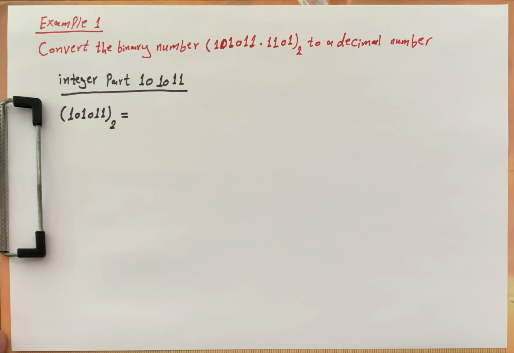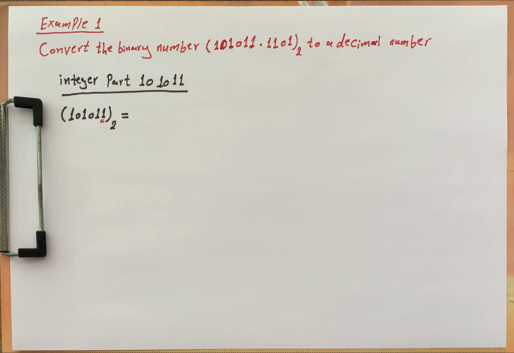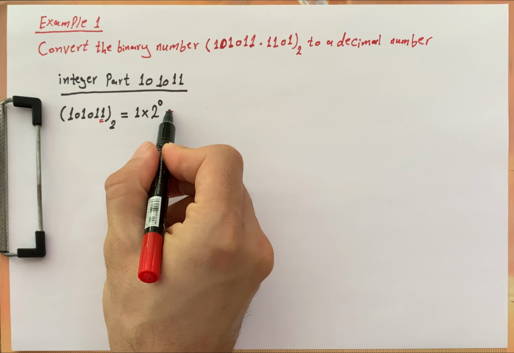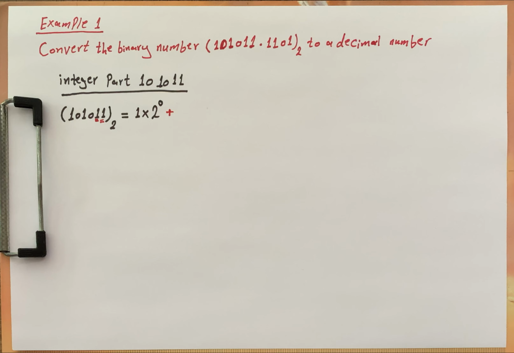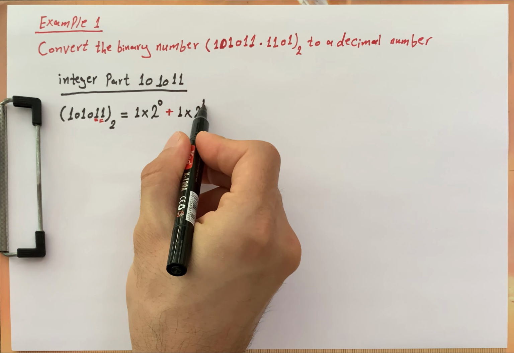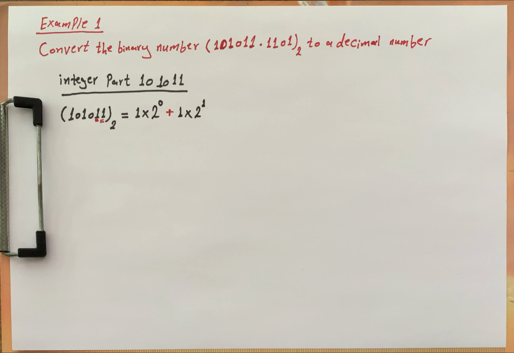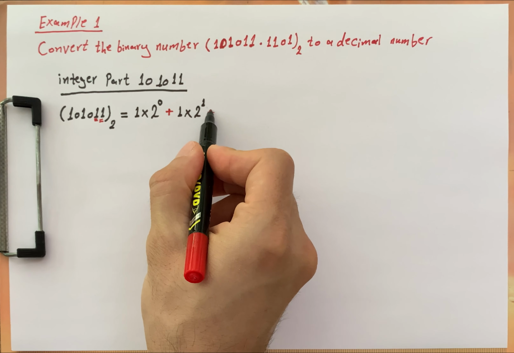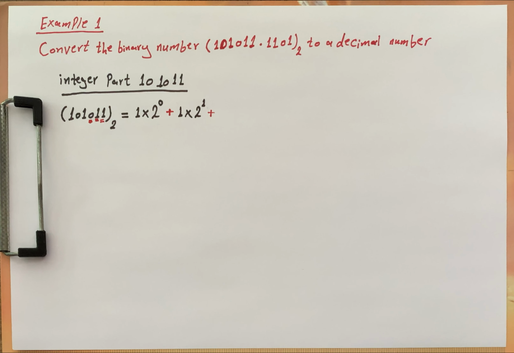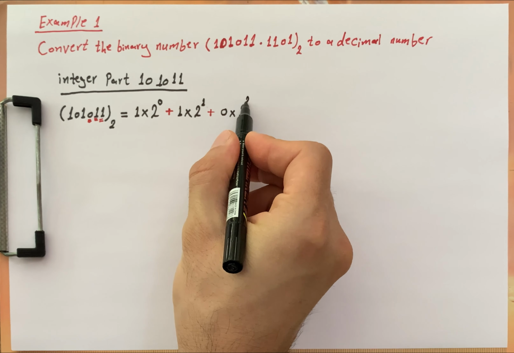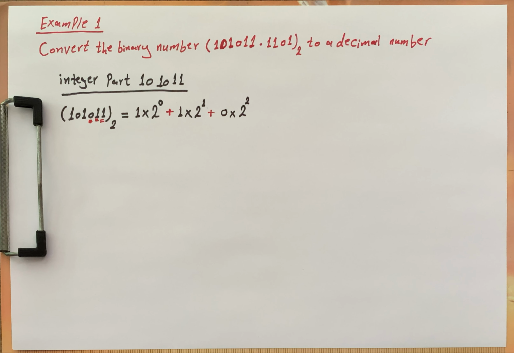We start with the first right digit, this one, and multiply it by the base 2 to the power of 0, because this digit is in the position 0 of the number, and this position is for ones. Plus, then we take the second right digit, this one, and multiply it by the base 2 to the power of 1, because this digit is in the position 1 of the number, and this position is for tens. Plus, then we take the next right digit, this 0, and multiply it by the base 2 to the power of 2, because this digit is in the position 2 of the number, and this position is the hundreds.